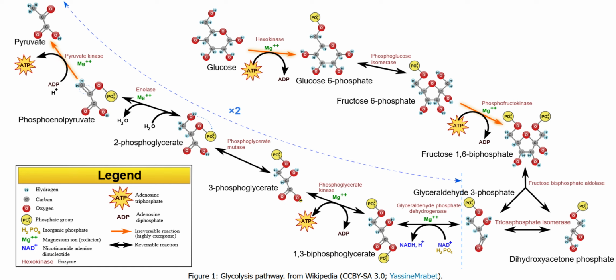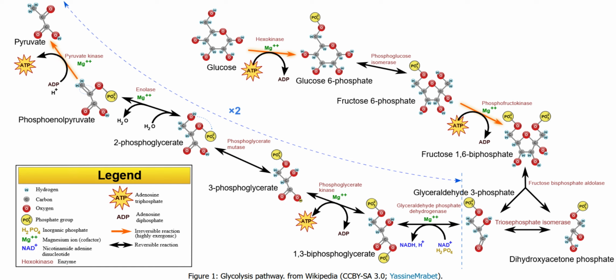Step 2 of the stage 1 of glycolysis involves isomerization of glucose 6-phosphate. Here, glucose 6-phosphate is converted into fructose 6-phosphate. This reaction is catalyzed by an enzyme called phosphoglucose isomerase. This reaction converts an aldose sugar into a ketose sugar, preparing the molecule for further phosphorylation.